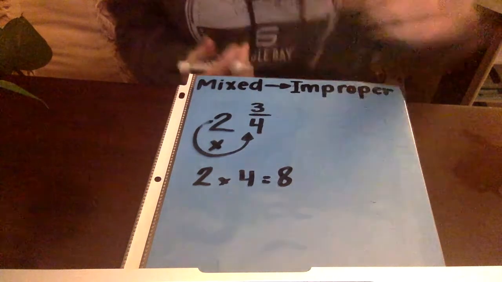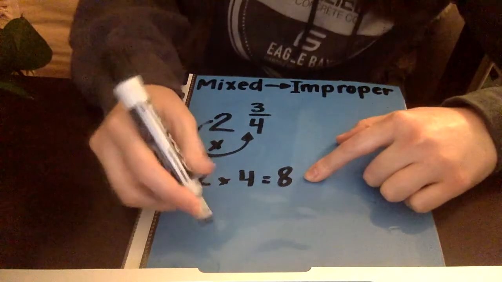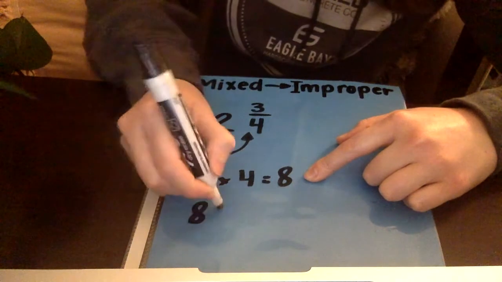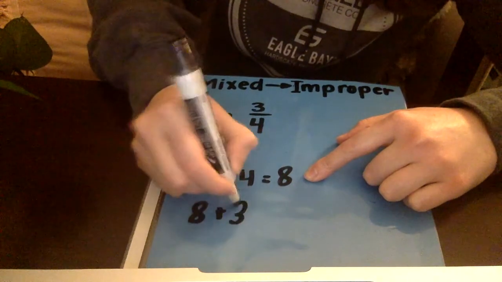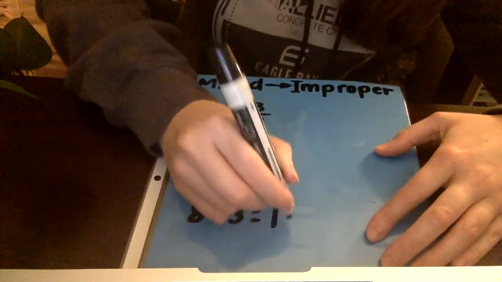My next step is to take the product of that equation and add it to my numerator. So the product of my equation was 8, and my numerator is 3. So I'll do 8 plus 3. The sum of 8 plus 3 is 11.